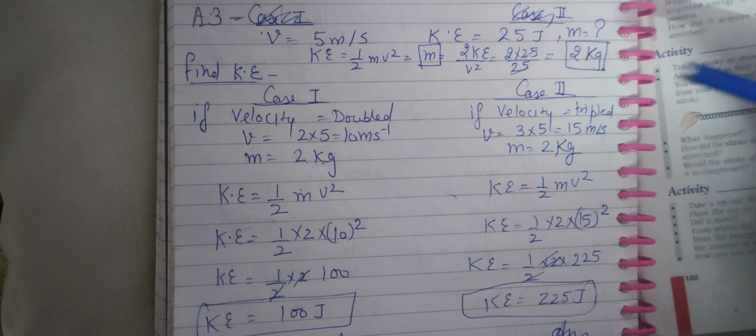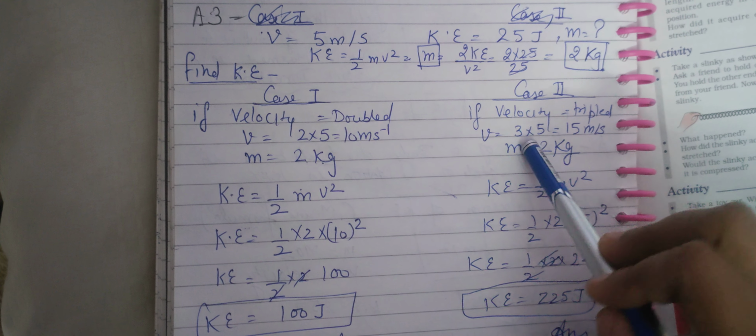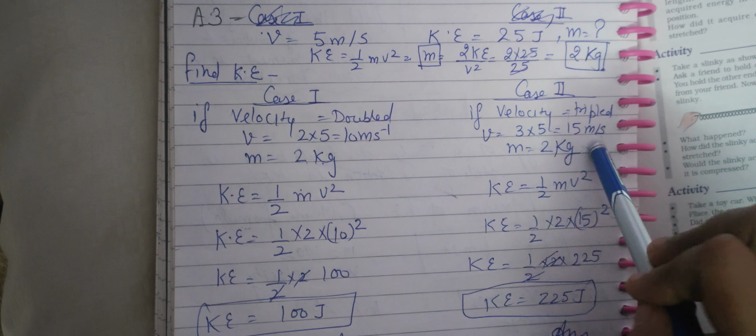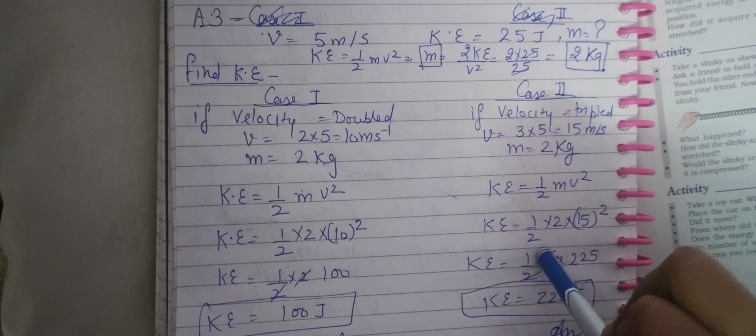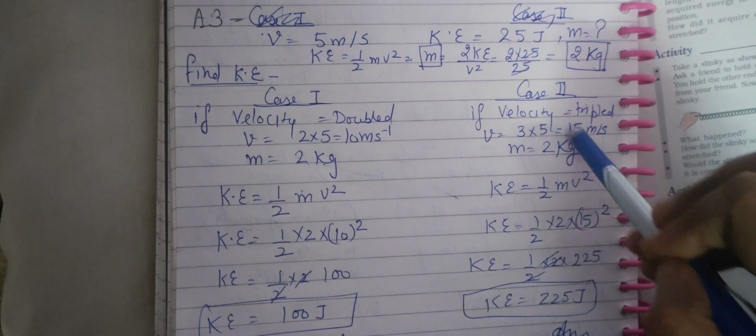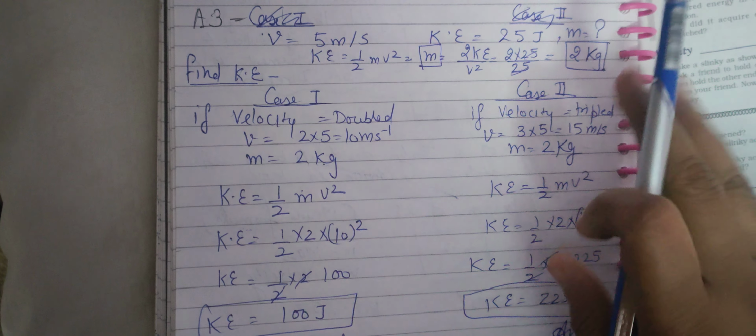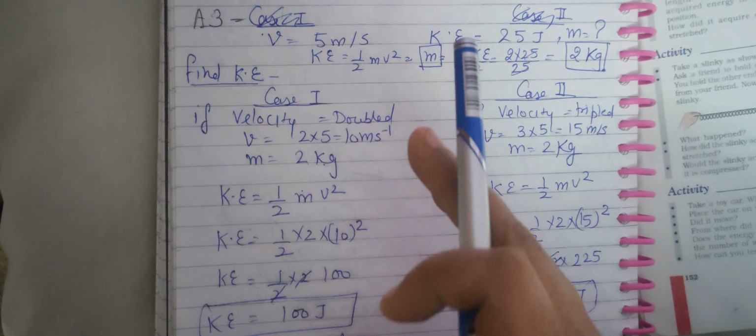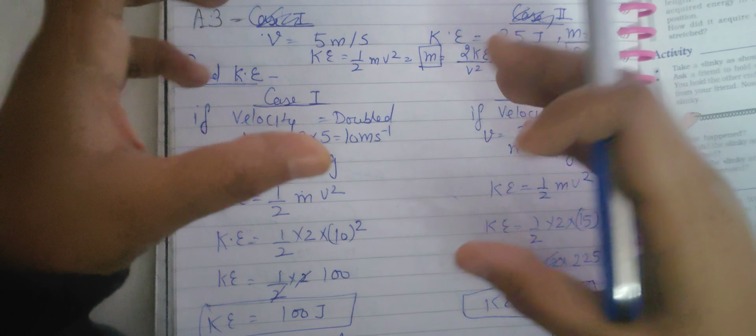Simple. In triple also you will apply the same formula. Multiply it with 3 because it has become 3 times. Okay, and you will get the kinetic energy, because mass you have calculated there. Simple. The thing is that you have to apply the formula. Just think about what is given.